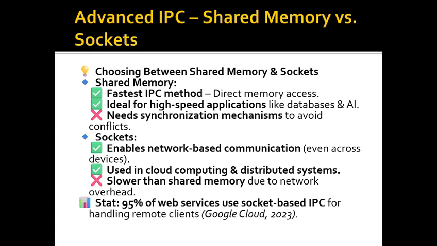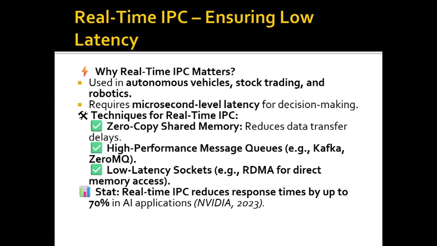Choosing between shared memory and the socket. Shared memory is the fastest IPC method, ideal for high-speed applications. The only disadvantage is that it needs a synchronization mechanism to avoid conflicts. Sockets enable network-based communication, even across devices, and are used in cloud computing and distributed systems. The only disadvantage is that they are slower than shared memory due to network overhead.